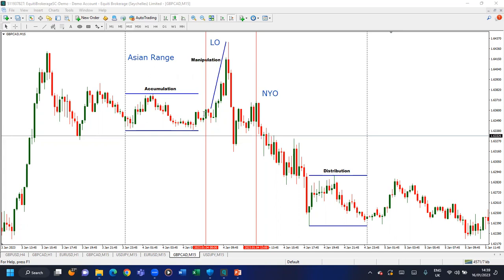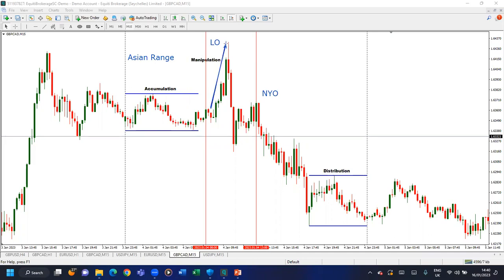All right, the market opened here with a period of accumulation, which is also known as the Asian range. The Asian range here is a period of accumulation. We're experiencing a lot of accumulation. Then a couple of minutes after the London Open, we have the manipulation.